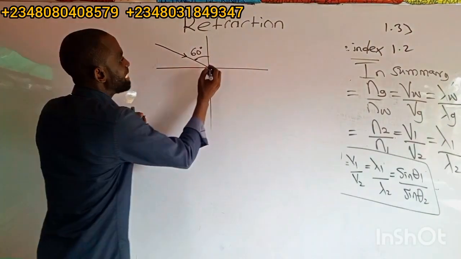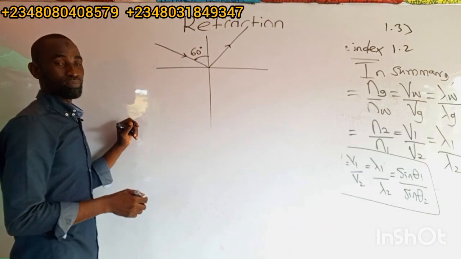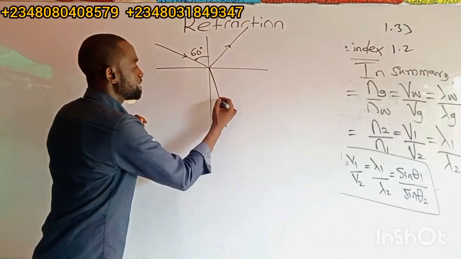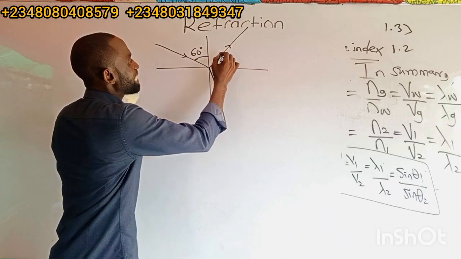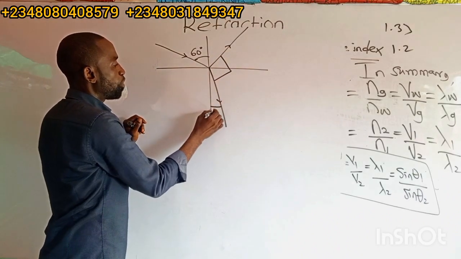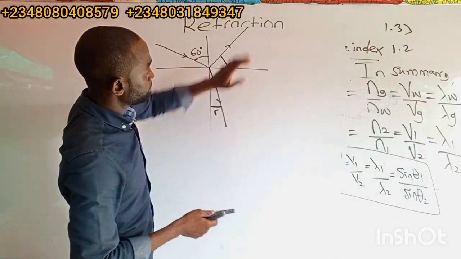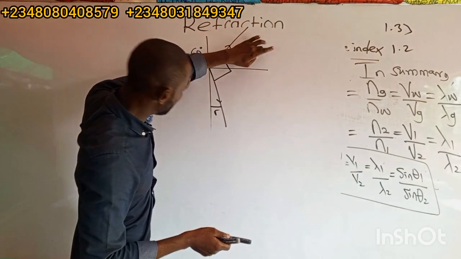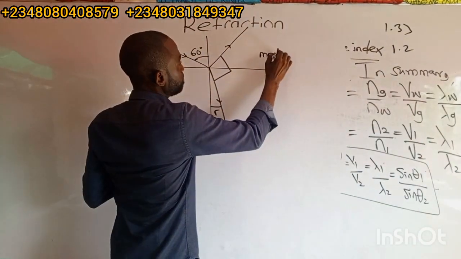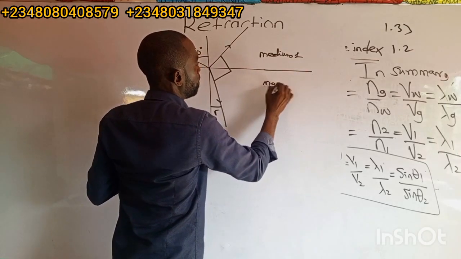So, the partially reflected ray is this. You now said the angle between the refracted ray and the partially reflected ray is 90. Find the angle of refraction. This is medium 1, and this is medium 2.